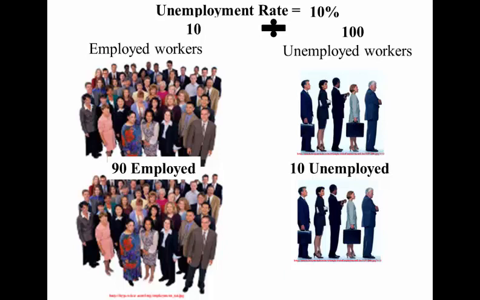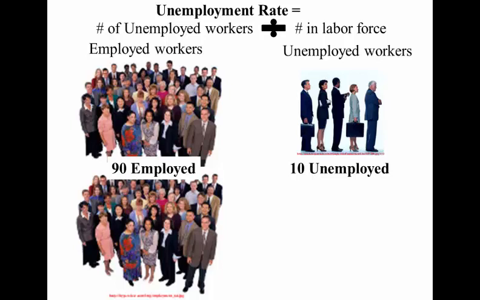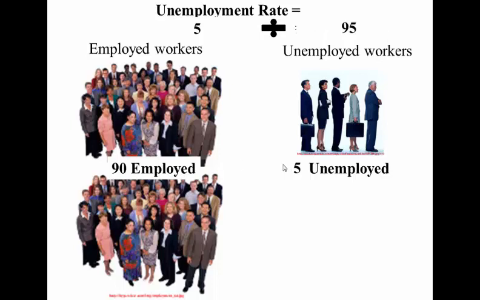But watch what happens to the unemployment rate when we have discouraged workers. They decide to leave the labor force. So what happens is these discouraged workers leave the labor force. Now the number of employed goes from 10 to 5. And so the number of unemployed workers now is 5. And now the number of people in the civilian labor force is the employed plus the unemployed, which is 95.